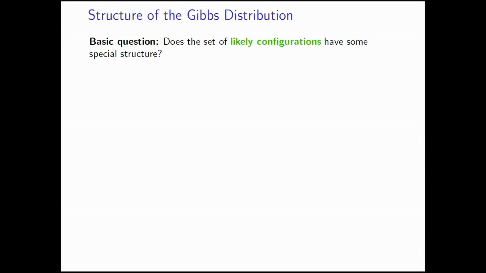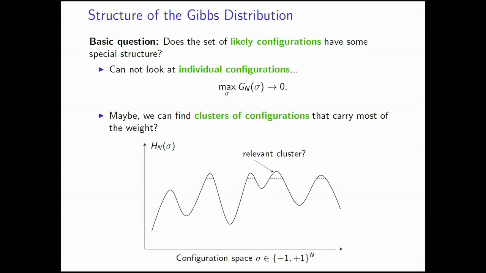And so the basic question that we will think about is, how does the set of likely configurations look like? Or does this set of likely configurations have some special structure? Now, the first thing to note is that you cannot really look at individual configurations because even the most likely configuration is exponentially unlikely because your system is of exponential size. So you cannot look for a specific finite set of configurations which will carry some weight. So you should relax this and say, maybe I will find clusters of configurations which carry most of the weight, and I will find structure in those clusters.